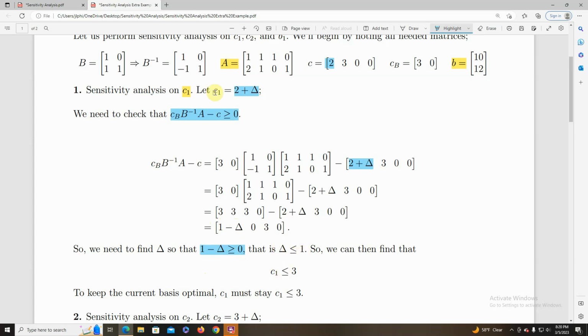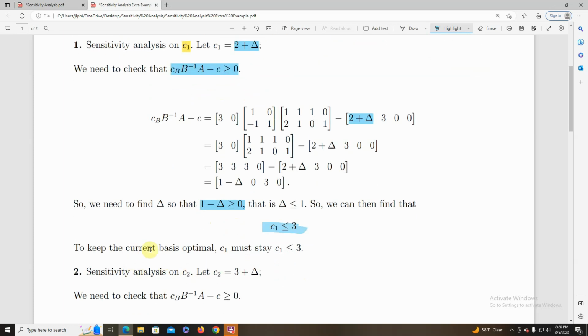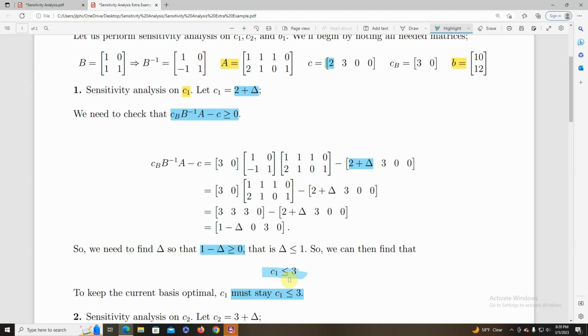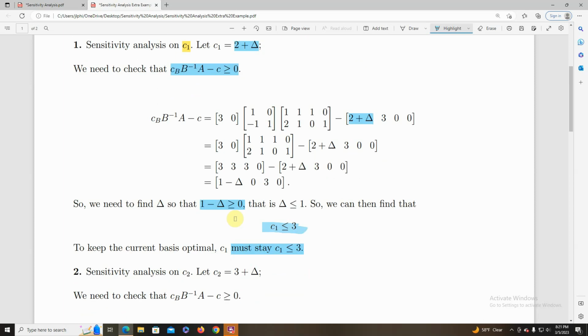So if C1 is 2 plus delta, and delta can only go up to 1, then C1 is allowed to go up to 3 and can take any value less than 3. So we are allowed to have C1 less than or equal to 3. To keep the current basis optimal, C1 must stay at most 3. That was easy. That's the easiest type of sensitivity analysis, performing it on a non-basic cost. It's pretty simple. Let's do one that's more interesting now.